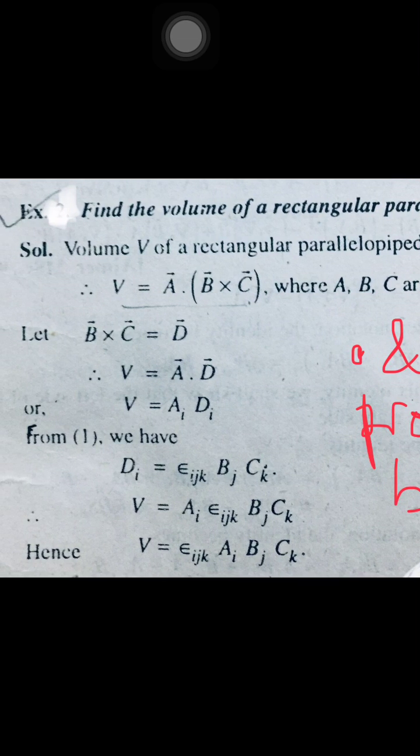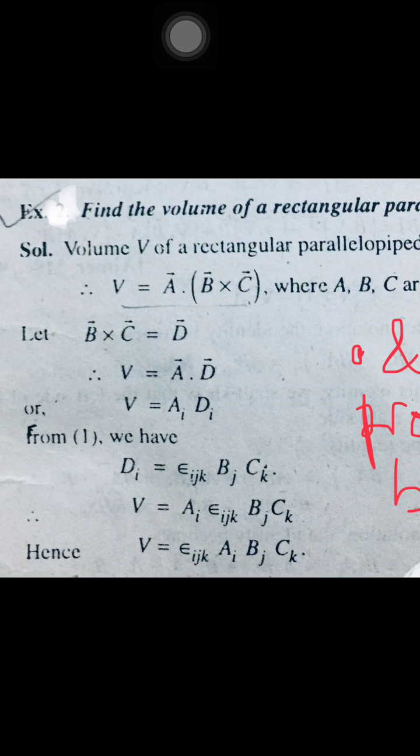Let us suppose the cross product of two vectors B and C is denoted by D, because we know that the cross product of two vectors is again a vector quantity. So we are given B cross C equals D vector. That D vector should be placed in the first equation, V, the volume, equals A dot D.